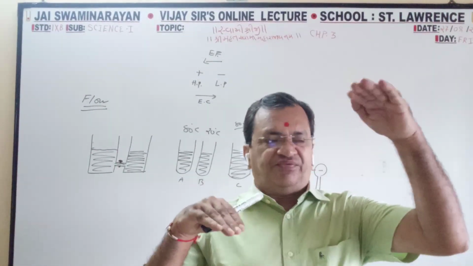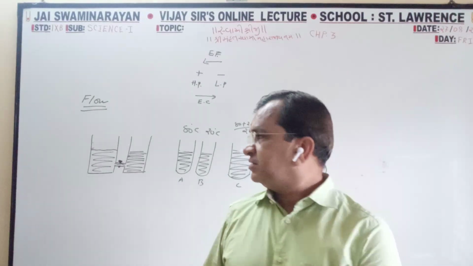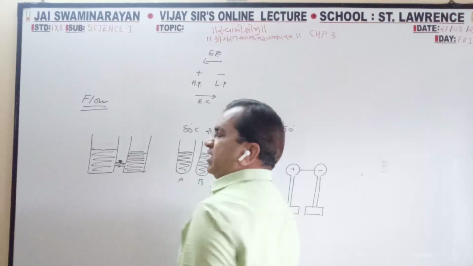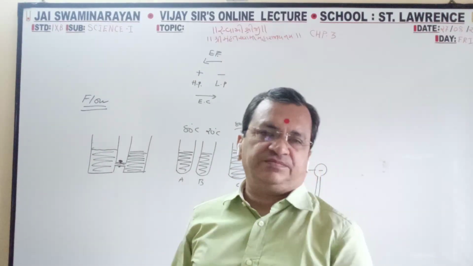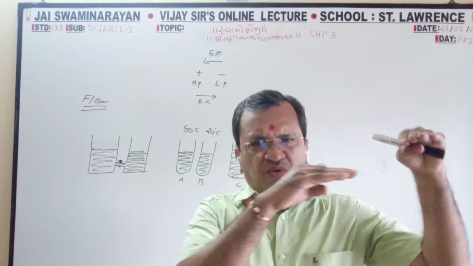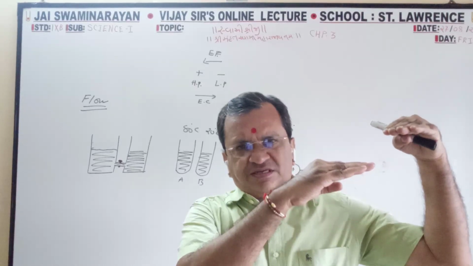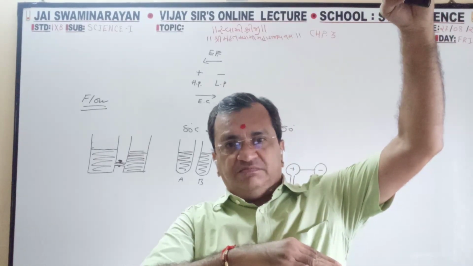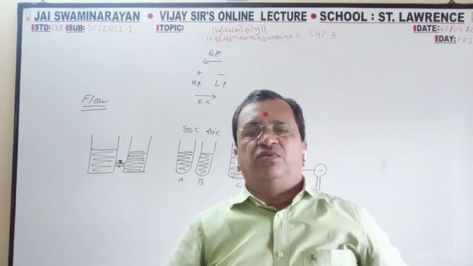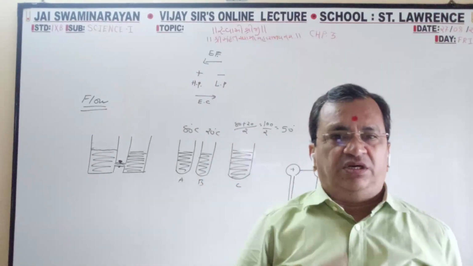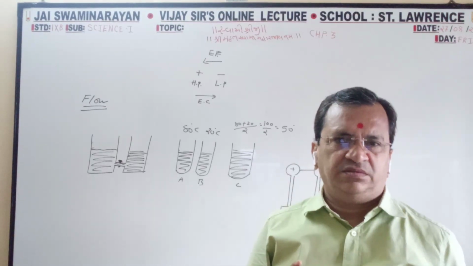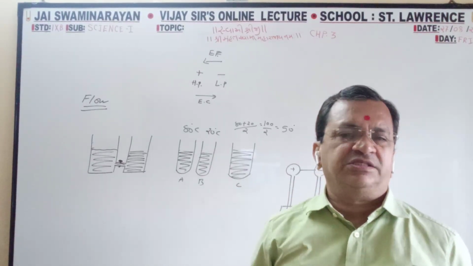Now the potential difference. If the difference is high, the water will move fast. If the difference is very low, slowly, slowly it will match. If the difference is very high, it will move fast. So the more the potential difference, the more the flow of electric current.